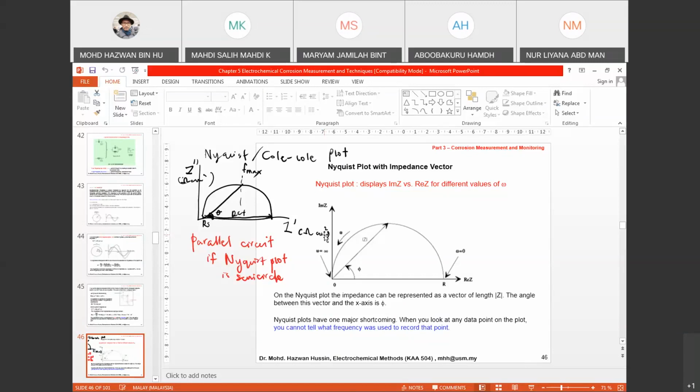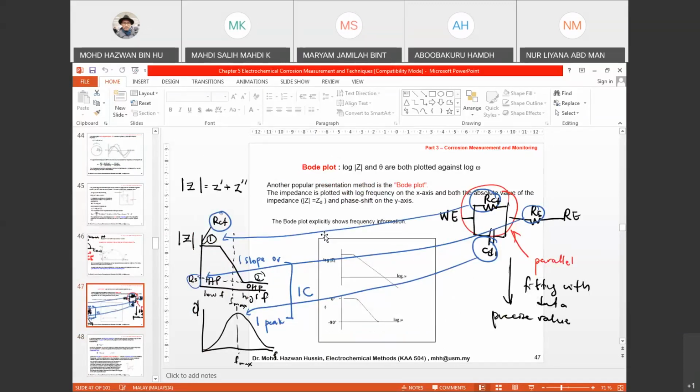If you have one semicircle, then it means that you have one parallel design in your circuit. Okay? You can also see if the points start from the origin. If it starts from origin, then it means that you don't have solution resistance or electrolyte resistance. The diameter is equal to the charge transfer resistance. Okay? So one semicircle indicates that you have one major resistance.